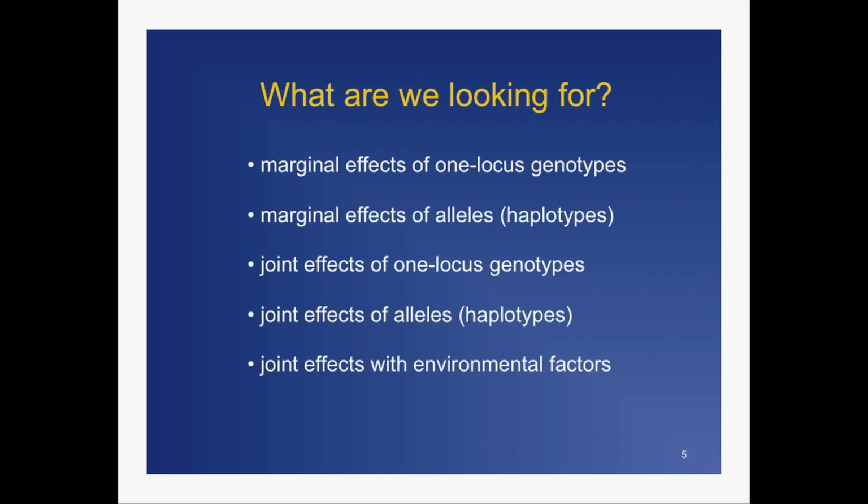Okay, so what are we looking for? Typically people are not always sure what they're looking for, and I think that needs to be decided first. Are you looking at the marginal effects of one locus genotypes, or the marginal effects of alleles or haplotypes? Or are you looking for the joint effects of various one locus genotypes across the whole genome, the joint effects of alleles or haplotypes, the joint effects with environmental factors?